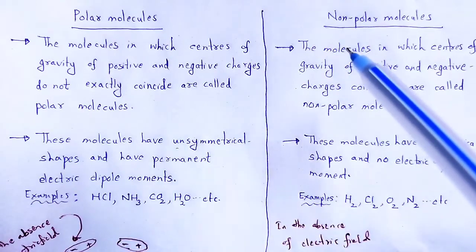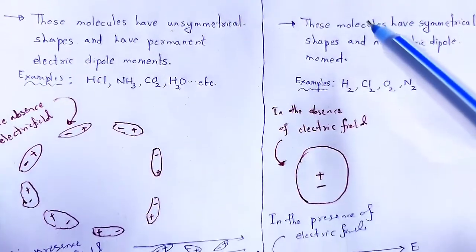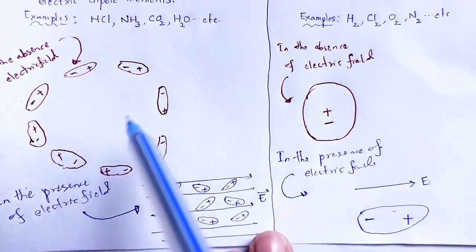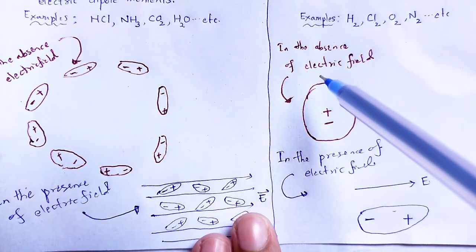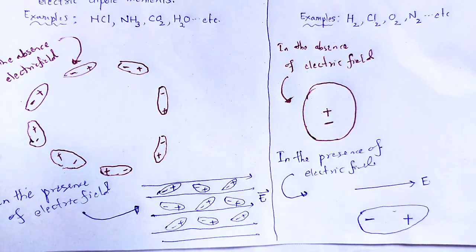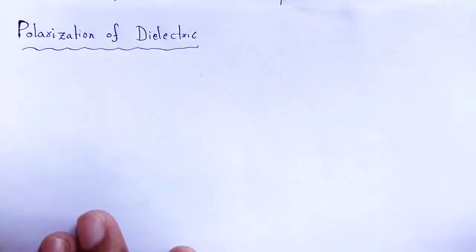This is the polar molecules, this is the non-polar molecules. These are the points of differentiation between polar and non-polar molecules: what exactly happens in the presence of an electric field and in the absence of an electric field. Now, how does the process of polarization take place in dielectrics? Discuss polarization of a dielectric.